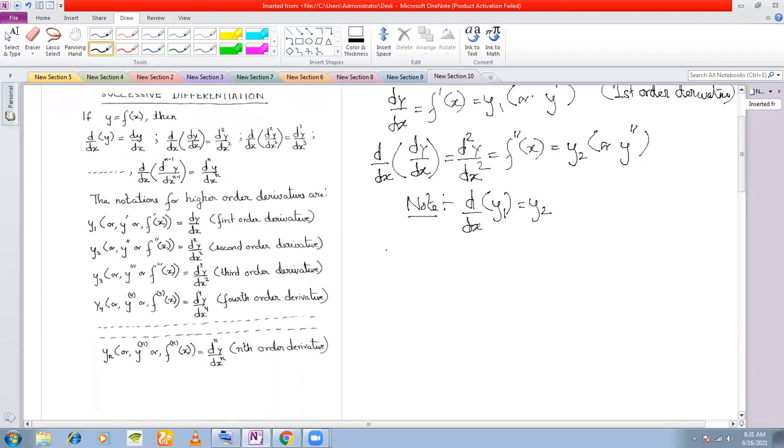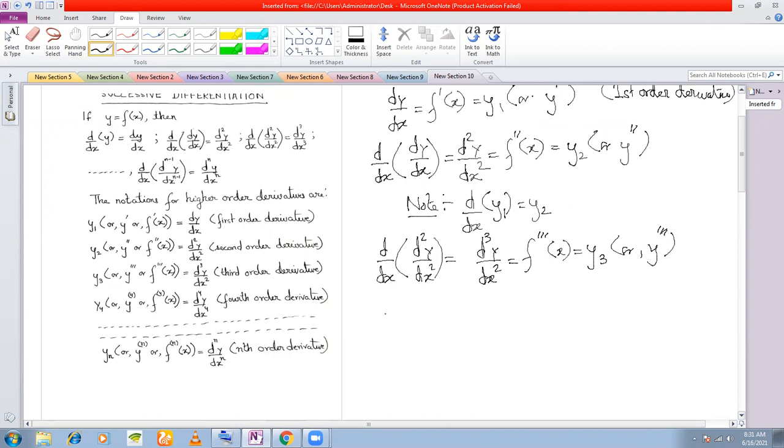Next, suppose d/dx of d2y/dx2. If you are differentiating the second order derivative, you will get the third order derivative, which is called d3y/dx3. It is denoted by f triple dash x, also denoted by y3 or y triple dashed.